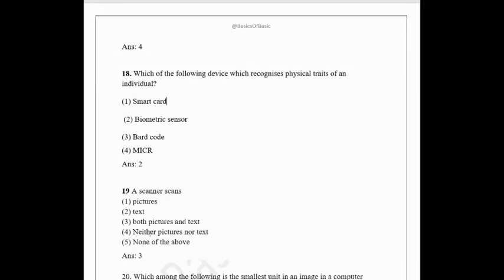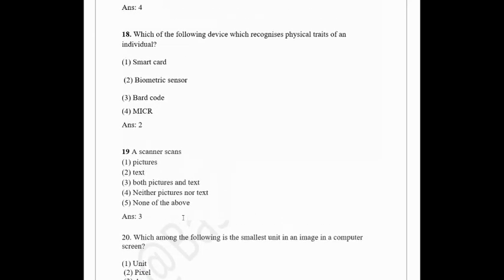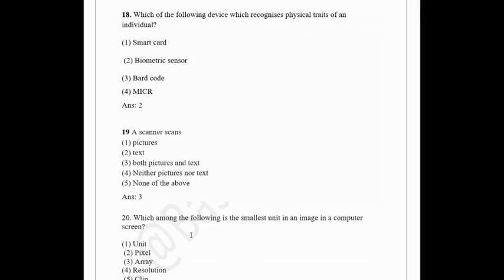A scanner scans what? So it is both pictures and text. So this is also very easy. You would have scanned your photo for applying for any of the application. So if you have that in your mind also, you can answer this question. See, I am asking these kind of questions because these are the questions that are asked in almost all the examinations. So basic knowledge is enough for answering these kind of questions.